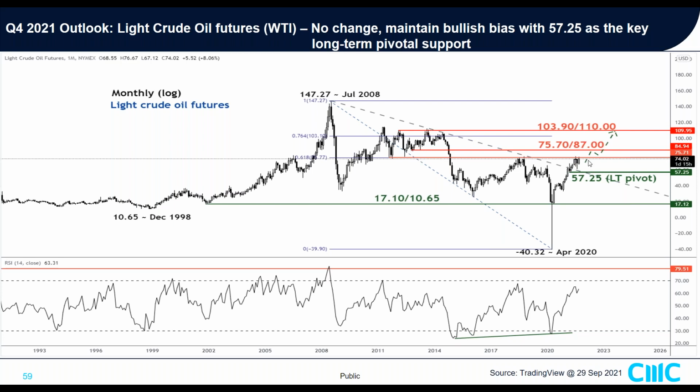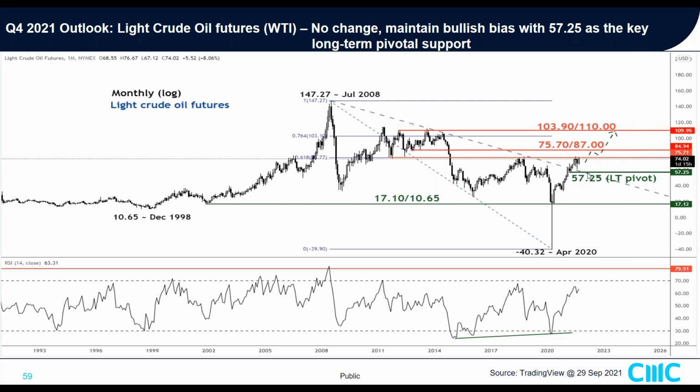So if we start to see a breakout above 87, eventually it may test this significant major range support here that lasted close to 2011, 2005. So lasted close to 3 years, which is at 103.90/110. Okay, so still having that kind of bullish bias as long as 57.25 holds on crude oil prices or WTI.